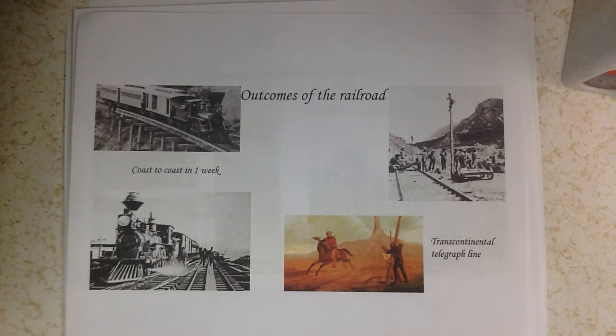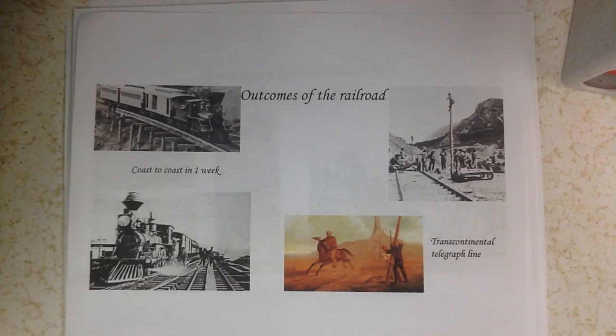There were some other positive outcomes of finishing the Transcontinental Railroad. One of them is the creation of the Transcontinental Telegraph Line. Now, many of you have heard of the Pony Express that ran in the late 1850s and early 1860s. The Pony Express was able to get mail from one side of the country to the other in about a week, or a little bit over a week.